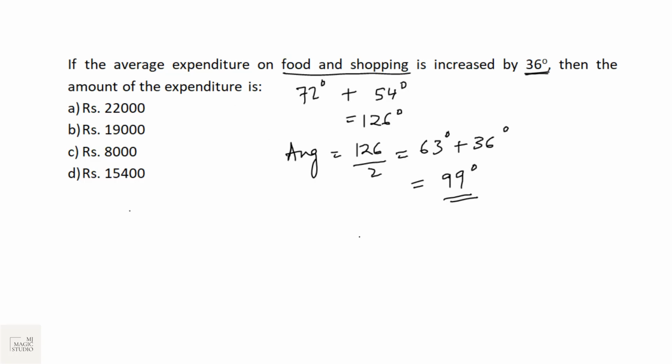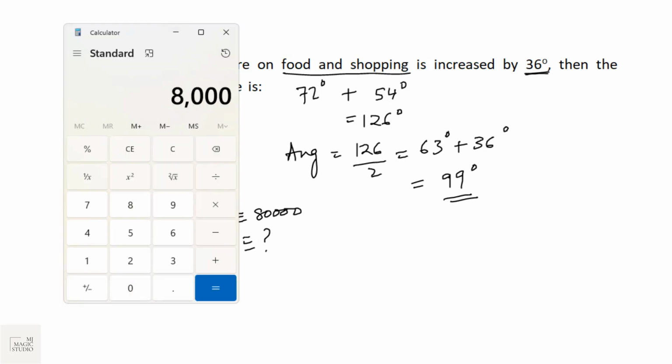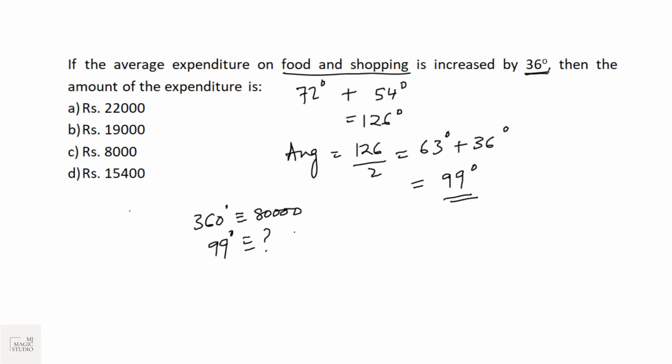Then the amount of expenditure would be, we know that 360 degrees corresponds to 80,000, then 99 degrees corresponds to what? 80,000 divided by 360 into 99, that is 22,000. Then the amount of expenditure on food and shopping would be 22,000, that is in option A.